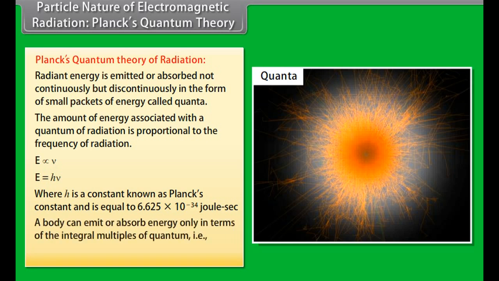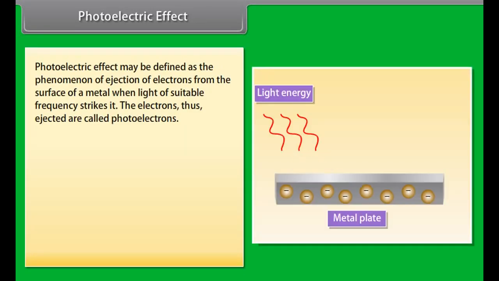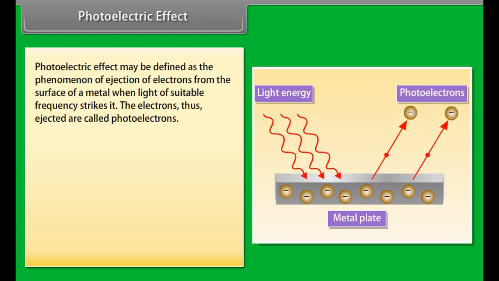second. A body can emit or absorb energy only in terms of the integral multiples of quantum, that is, E is equal to nh nu, where n is equal to 1, 2, 3, 4, etc. Photoelectric effect. Photoelectric effect may be defined as the phenomenon of ejection of electrons from the surface of a metal when light of suitable frequency strikes it. The electrons thus ejected are called photoelectrons.